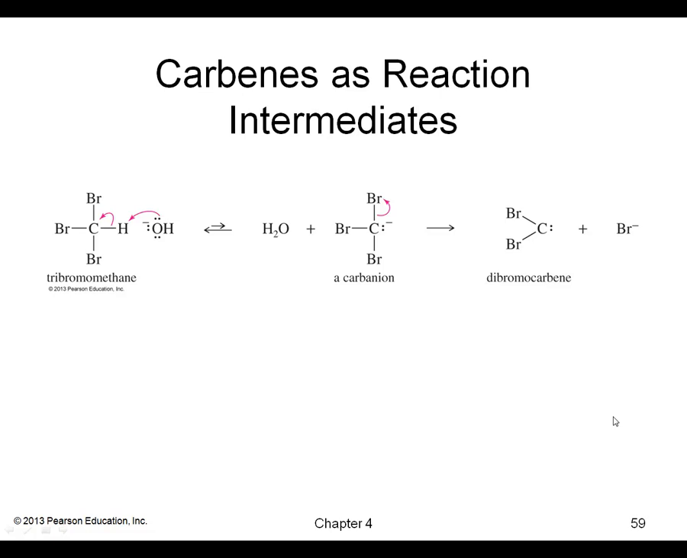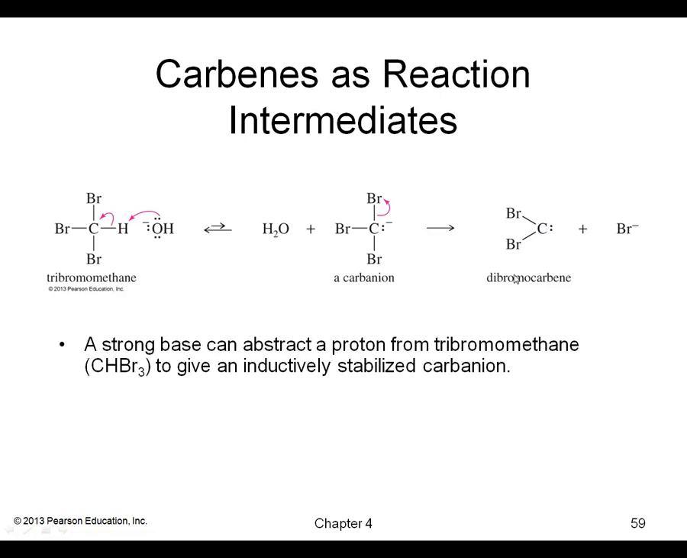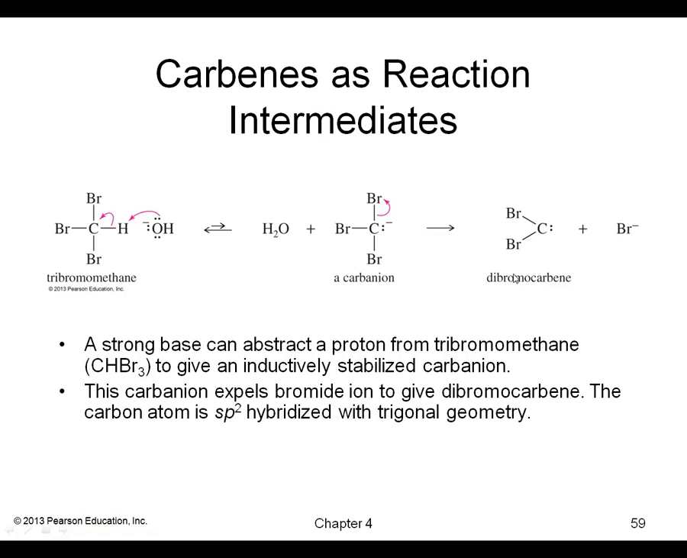You might ask, how would you form a carbene? Well, we could take OH minus with tribromomethane, form this, then a bromine can leave, and we get this dibromocarbene. Okay, we're not going to talk much about carbenes anymore, just want to get you introduced to what they are.